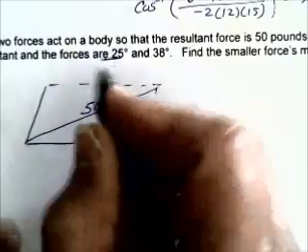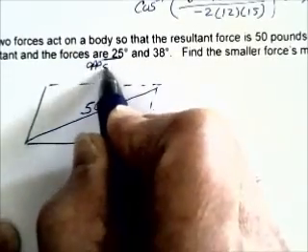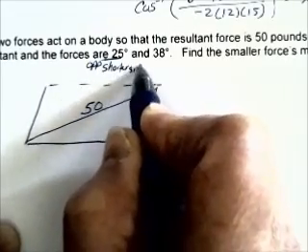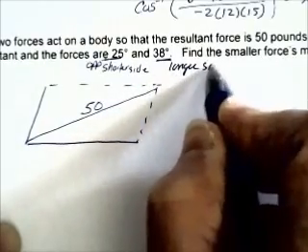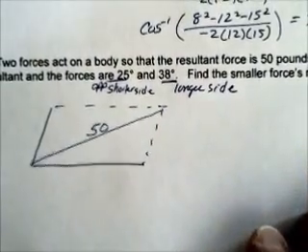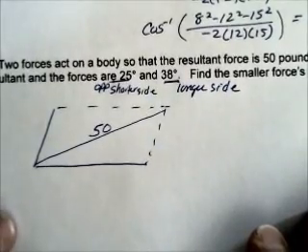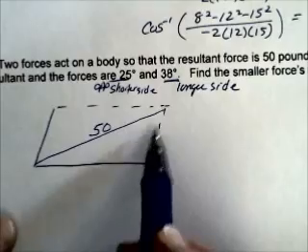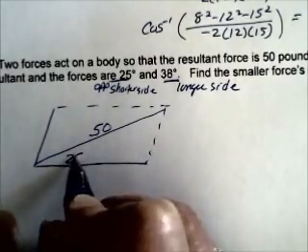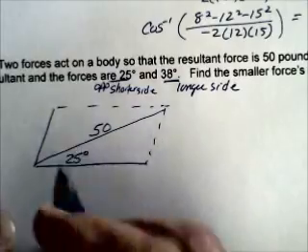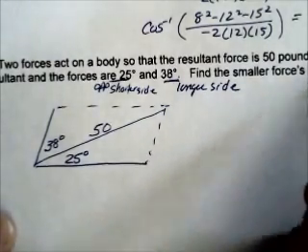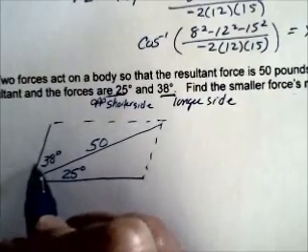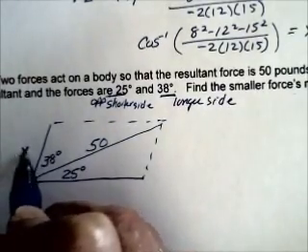So 25 has to be opposite the shorter side, and the 38 needs to be opposite the longer side. So 25 degrees has to be opposite the shorter side, this side, and 38 has to be opposite the longer side. We want to find the smaller force's magnitude. Okay, so the smaller force is our shorter side. We want to find this.